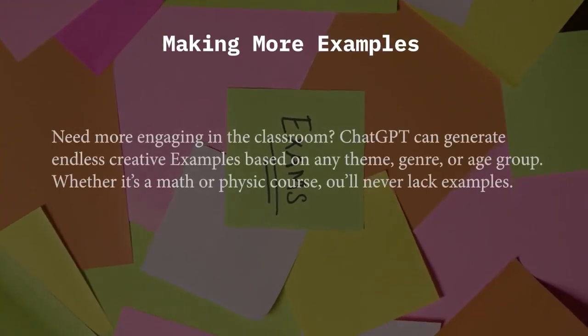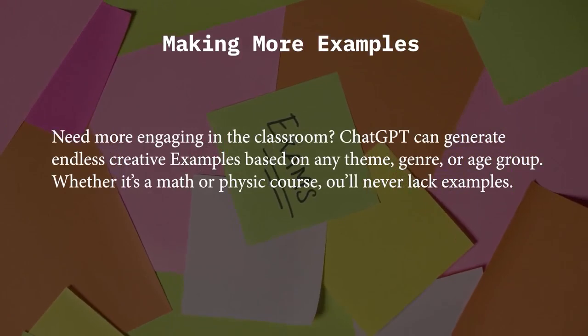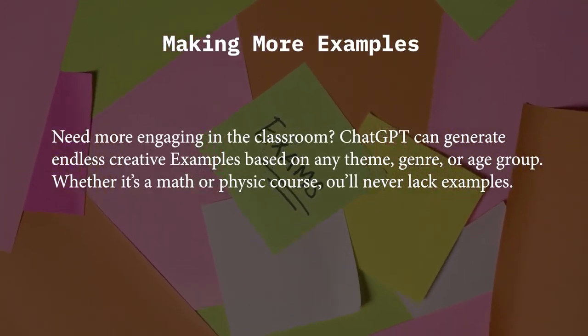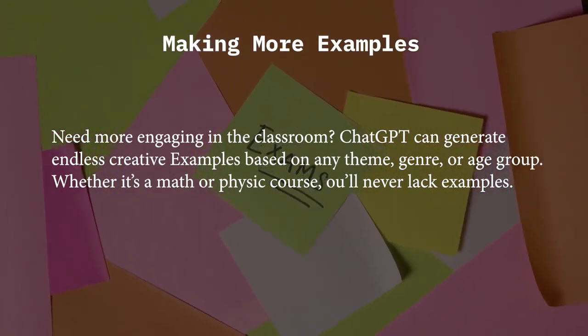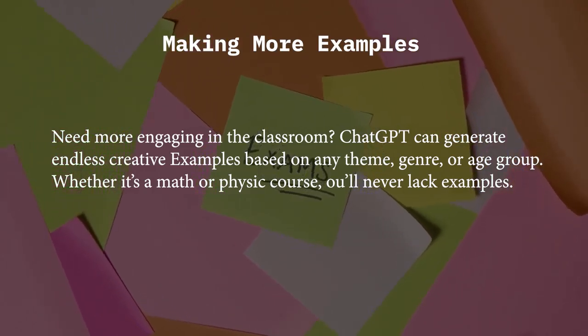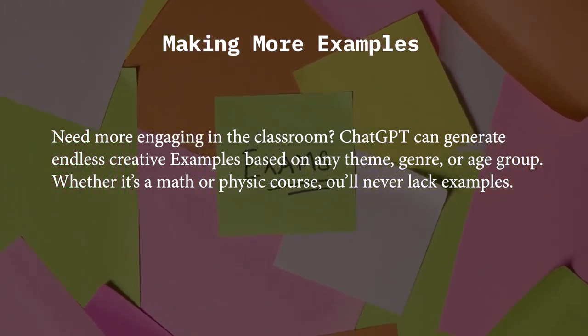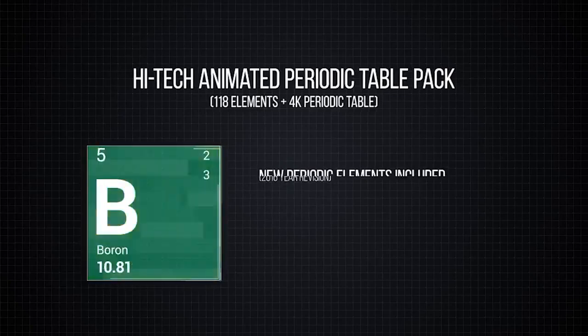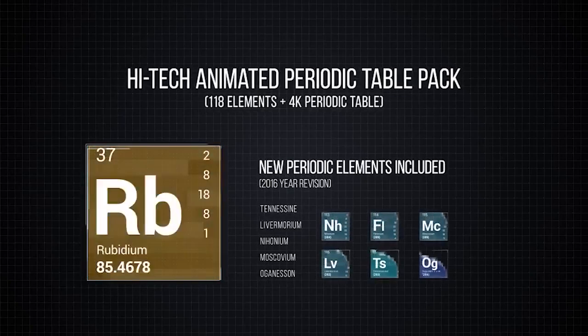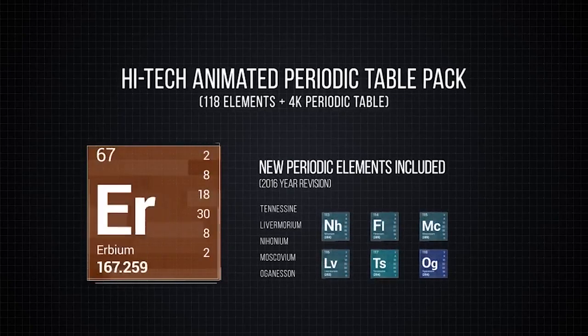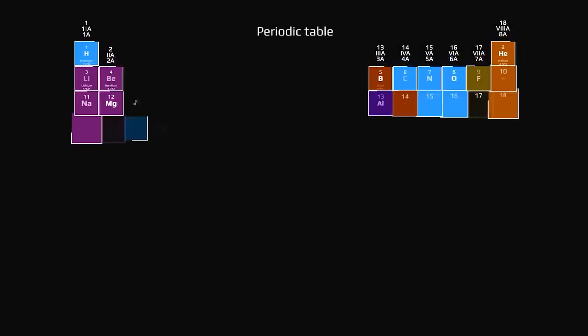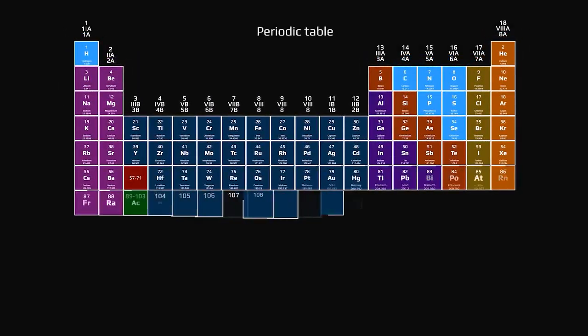The next one is making more examples. Need more engaging examples in the classroom? ChatGPT can generate endless creative examples based on any theme, genre, or age group. Whether it's a math or physics course, you'll never lack examples. Suppose that you explained a complex topic in chemistry but your students couldn't get it well. Now you will need to make more examples to clarify it.